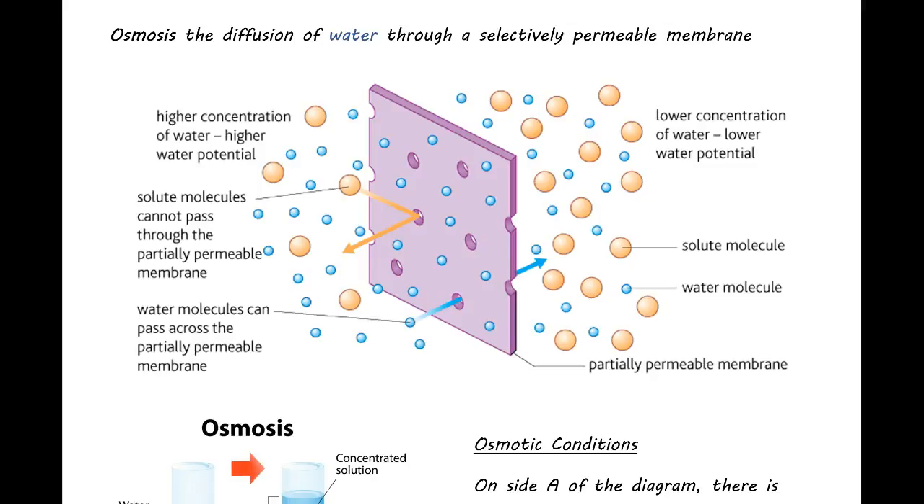And osmosis is water. Notice I have the water done in blue moving through a selectively permeable membrane. So this is a form of diffusion, which means it's a form of passive transport. It doesn't require any energy, and it's going to be the movement of water.